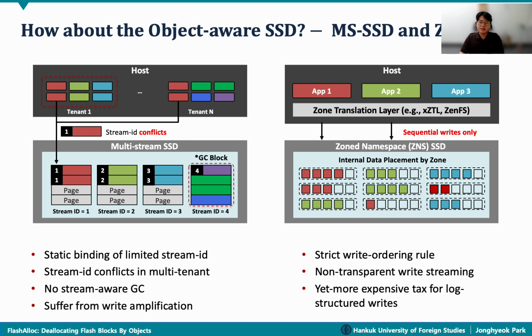And ZNS was recently proposed, which exposes zones to the host as the unit of data management. However, this imposes a strict sequential write ordering rule, which is hard to adopt in existing data stores. ZNS avoids block interface taxes, but this introduces yet more expensive log-structured write taxes in terms of logical write amplification.